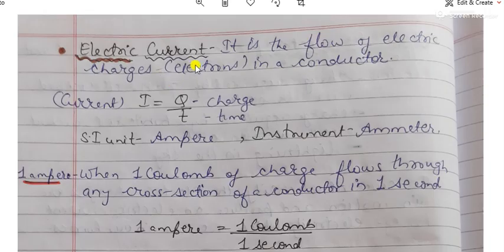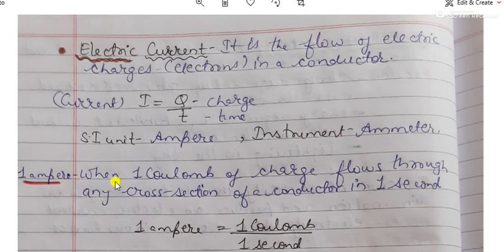Now, electric current is the flow of electric charges, or we can say electrons, in a conductor. Current is represented by I, and it is equal to Q divided by T, where Q is the charge and T is the time. So how much charge is moving in a given amount of time is known as the current. The SI unit of current is the ampere, and electric current is measured by an instrument known as an ammeter.